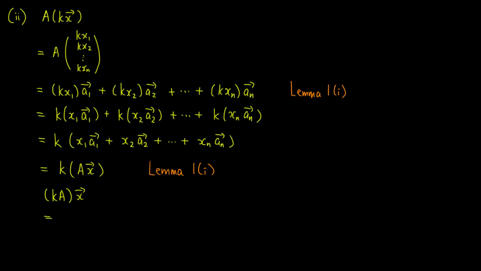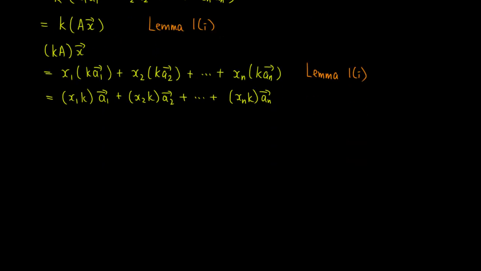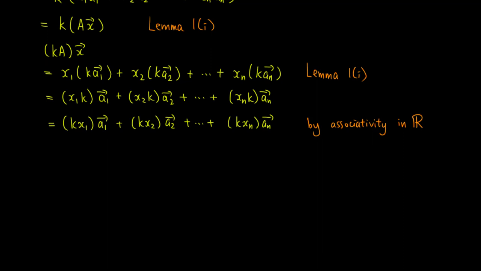Using the first point of the first lemma, this equals x1 times (k times a1) plus x2 times (k times a2) plus all the way to xn times (k times an). Using properties of scalar multiplication, this equals (x1 times k) times a1 plus (x2 times k) times a2 plus all the way to (xn times k) times an. Since the set of real numbers is commutative, we can swap the positions of the xi's and the k's to get (k times x1) times a1 plus (k times x2) times a2 plus all the way to (k times xn) times an.